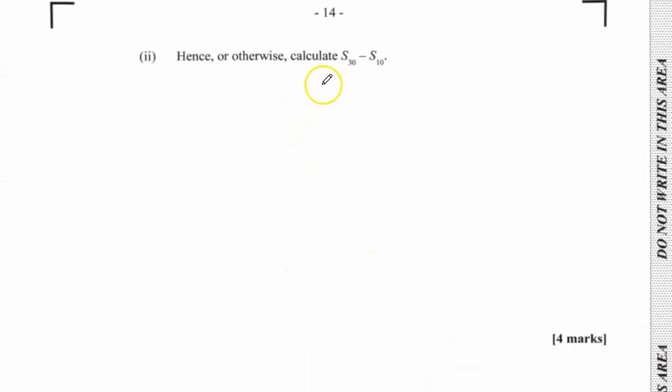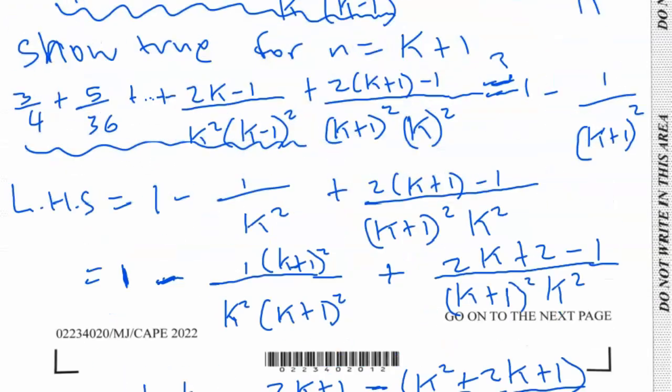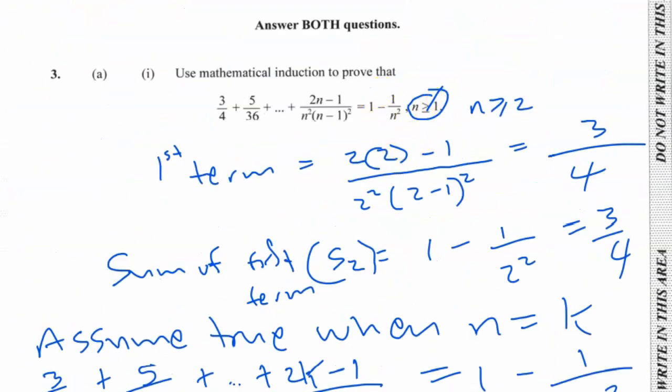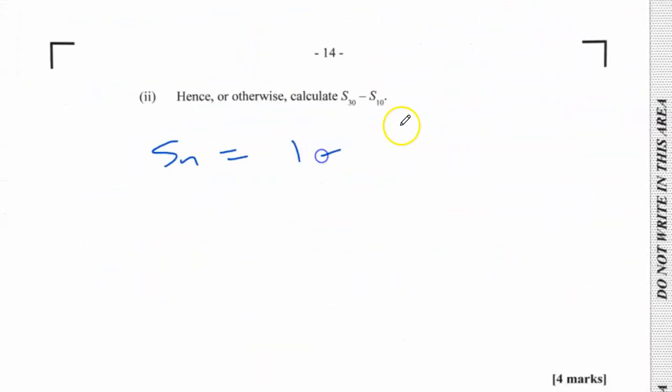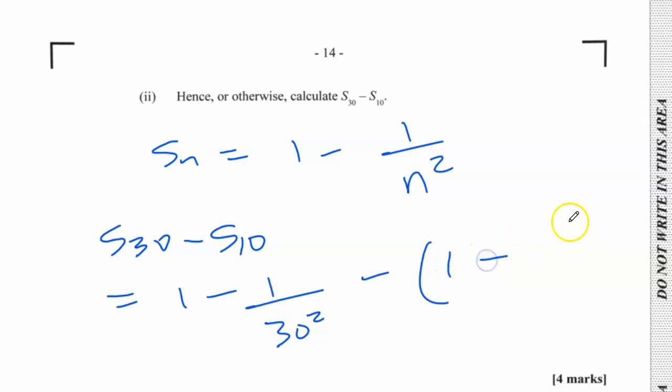Hence or otherwise, calculate S30 minus S10. So remember, Sn is a summation. Sn was what we have on the right hand side. Let's go back to the original. Sn was 1 minus 1 over n square. So S30 minus S10 will be, replacing n with 30, 1 minus 1 over 30 square, minus S10, 1 minus 1 over 10 square.